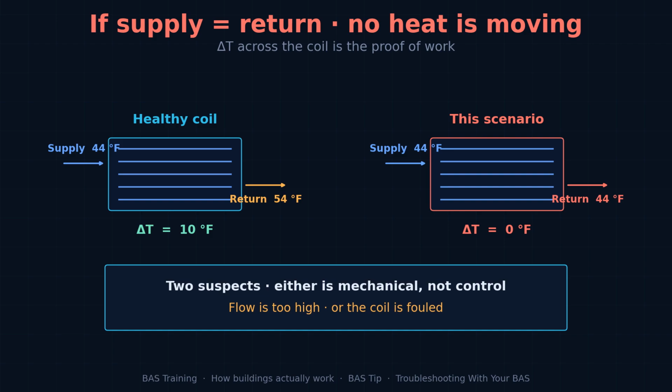If your chilled water supply and return temperatures are the same, no heat exchange is happening. The coil is getting water, but no BTUs are being transferred. That points to a balancing issue. The flow through the coil is too high and blowing through without picking up heat, or a fouled coil that needs cleaning. Again, the BAS just narrowed a complex mechanical investigation down to a single subsystem. That is the power of reading your data.